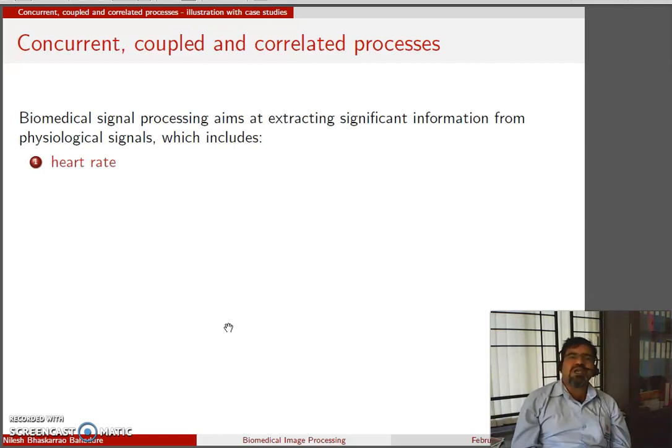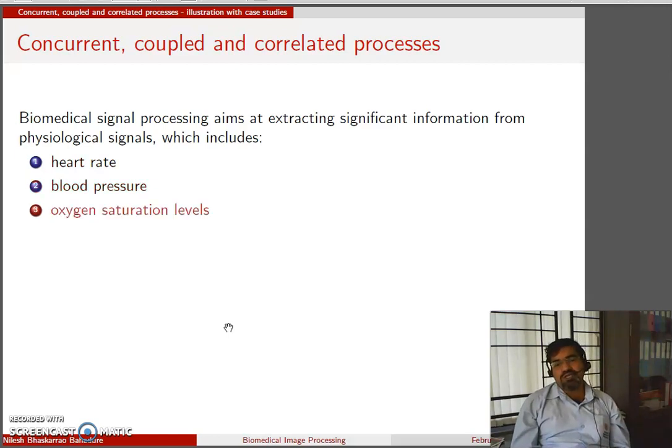Biomedical signal processing aims at extracting significant information from physiological signals, which include heart rate, which we are going to measure, blood pressure, which we are going to measure, and oxygen saturation level. This is one of the very important parameters in COVID-19. It is also proved that if the oxygen level is not maintained at the appropriate level, it is one of the indications that your health is deteriorating. So maintaining the appropriate oxygen level is also very important.